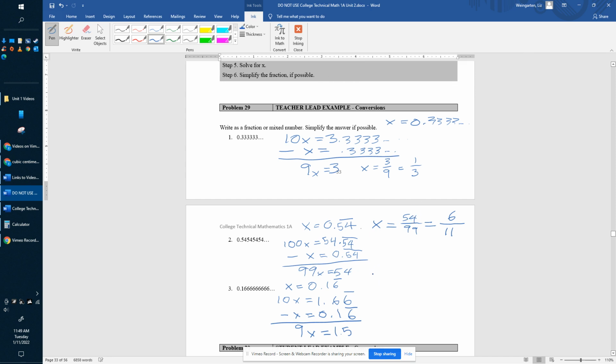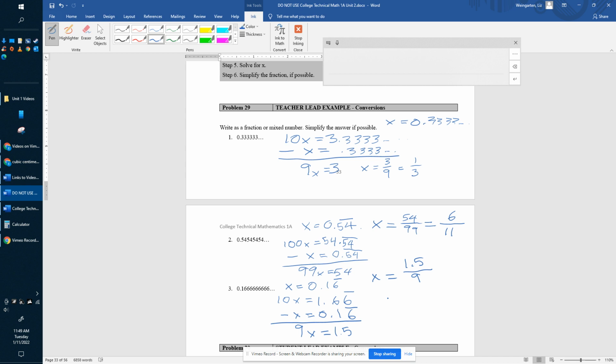Divide both sides by 9. x equals 1.5 over 9. Now, a simplified fraction can never have a decimal in it. So what we're going to do is multiply top and bottom by 2 to get rid of the decimal. We could also multiply top and bottom by 10, but I know if I multiply 1.5 by 2, it's going to turn into 3. So I'm going to take the easier way because the numbers are not as big. Top and bottom multiplied by 2.